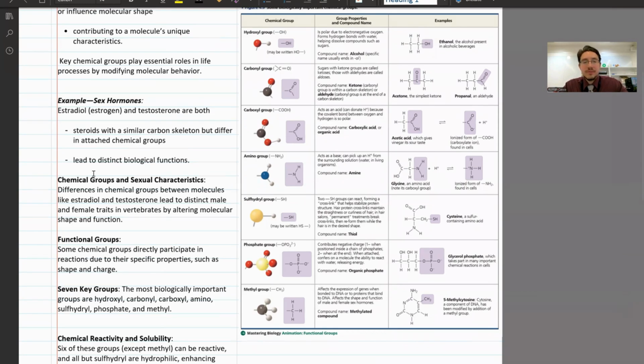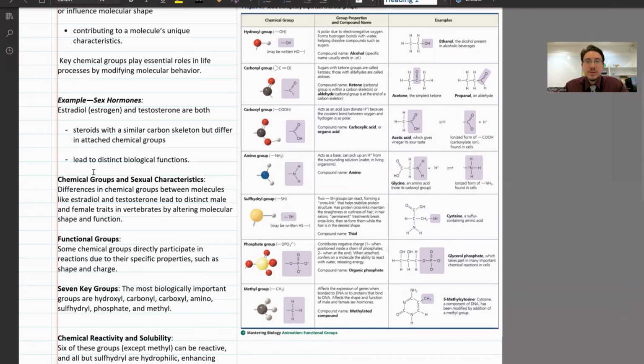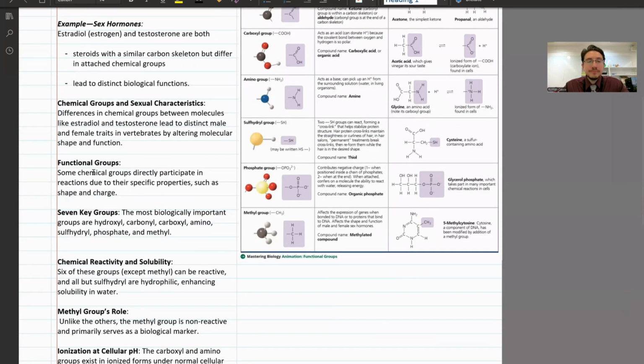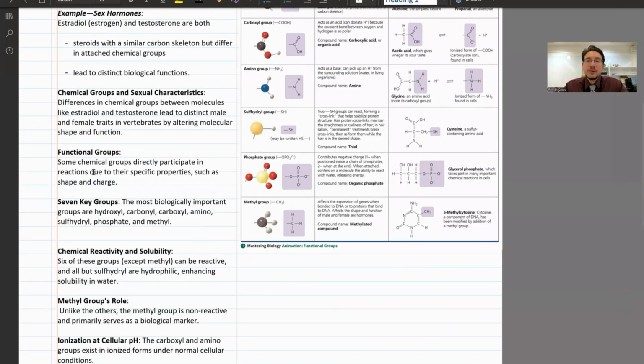Again, this will lead to different biological functions. So quite important. Okay. In terms of chemical groups and sexual characteristics, just to go a little bit deeper into that, right? So you have these estradiols and testosterone. It would basically give distinct male and female traits in vertebrates, right? And that will alter the overall molecular shape and function.